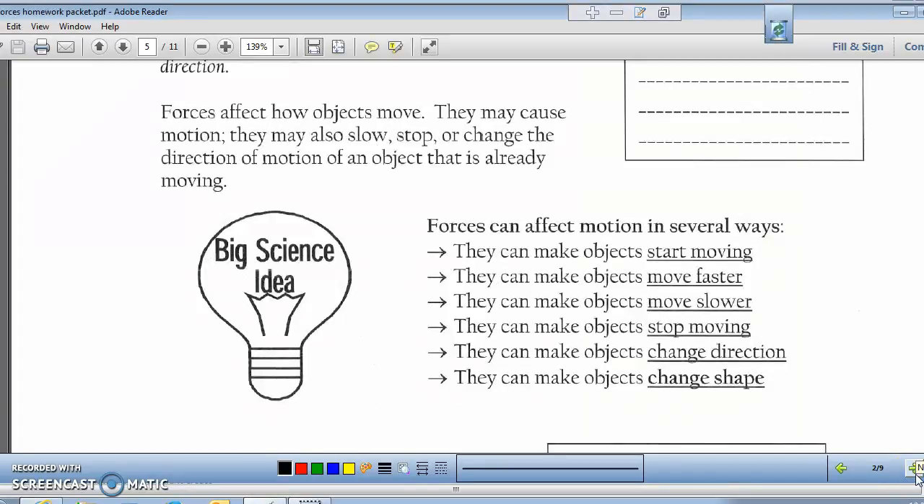So it says forces affect how objects move. They may cause motion. We just read that part, so I'm not going to reread it. Forces can affect motion in several ways. So it can make things start moving faster, moving slower, just start moving in general. It can make it stop moving, change direction, or change shape.